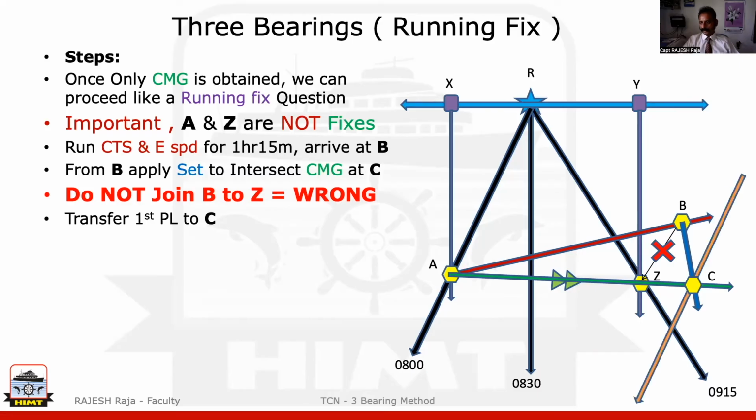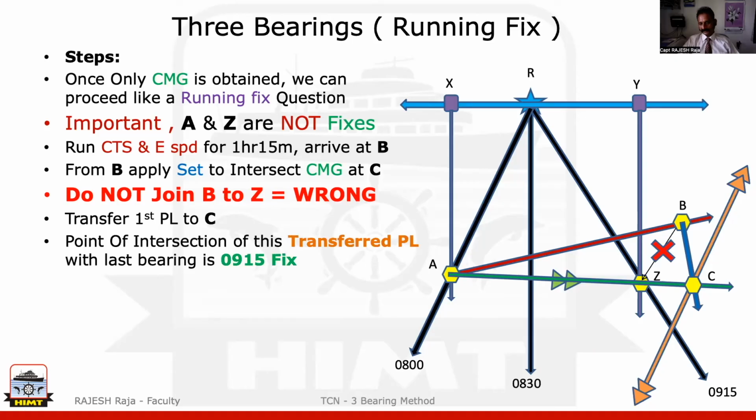This is what I do. I transfer my first PL to Charlie. The symbol of transferred PL, please remember, is double arrow on both the sides. These symbols will help you to avoid confusion. Otherwise, there will be so many lines that you will get confused. You don't know which line you are working with. So please mark double arrow on both the sides. This is a transferred PL. Now, wherever this transferred PL intersects the third PL, which is 915 PL, which is the last bearing, is called your last fix. This is already a simple running fix concept.